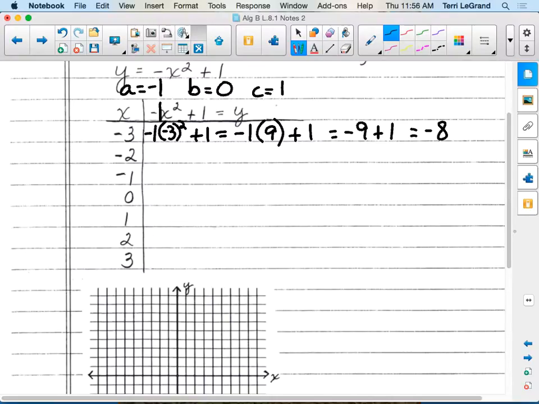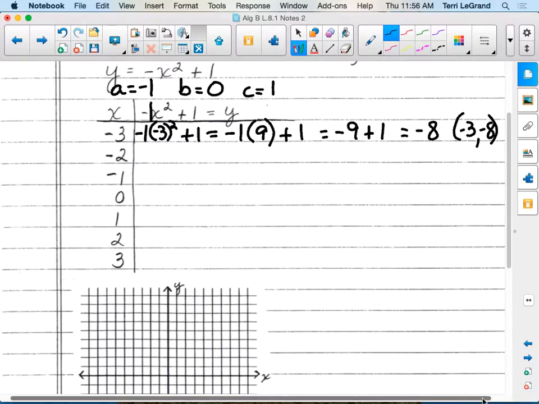Where can we go check on this ordered pair at? We forgot to write the ordered pair. The ordered pair is negative 3, negative 8. Where can we go check on that at, these graphing calculators? In the what? Where can we go check on this?